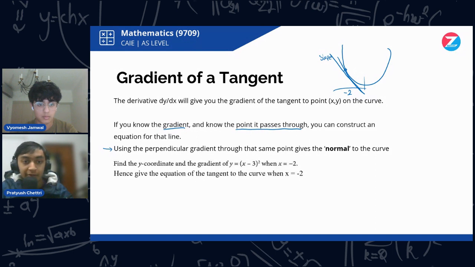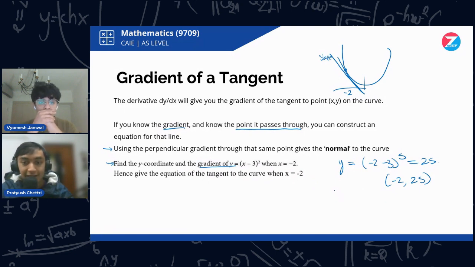Here's a curve given, y equals (x minus 3) to the power 5, when x is minus 2. Find the y coordinate. y is (minus 2 minus 3) to the power 5, which is minus 3125. So our point is minus 2, minus 3125. And what's the gradient of y?